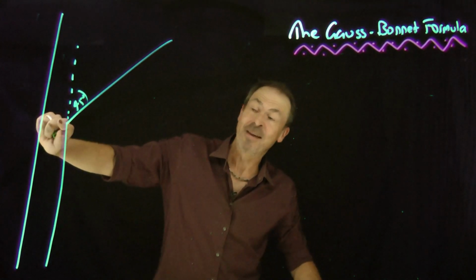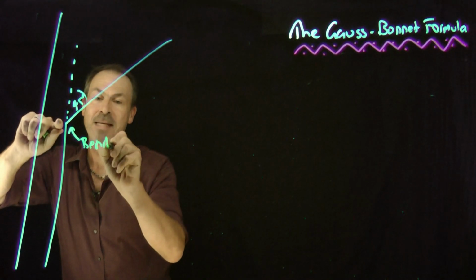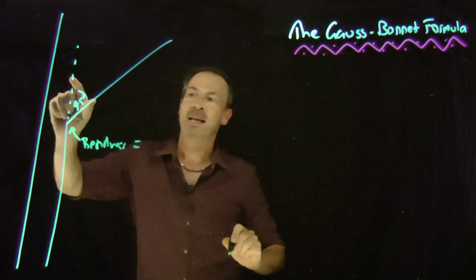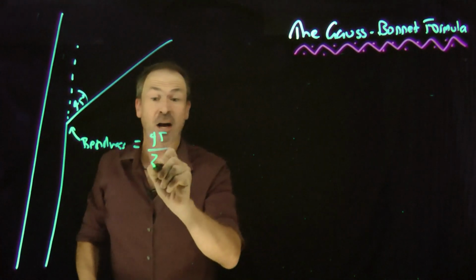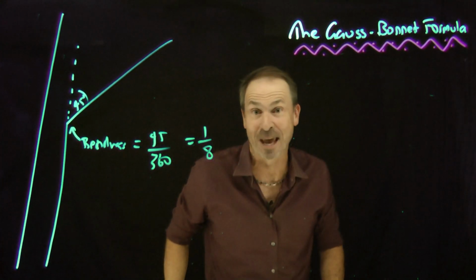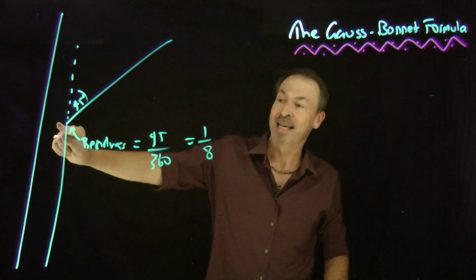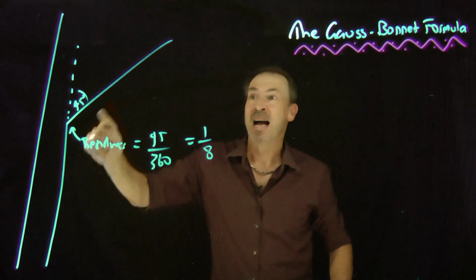In fact, let me give a measure of the bendiness right there at that point, at that kink. Bendiness. Let me define that to be the amount of angle I turned, which was 45 degrees, out of a full 360 I could have turned. That is, I turned 1/8 of a full turn right there. So I'm going to say the bendiness of that kink is 1/8 of a full turn. Grand!